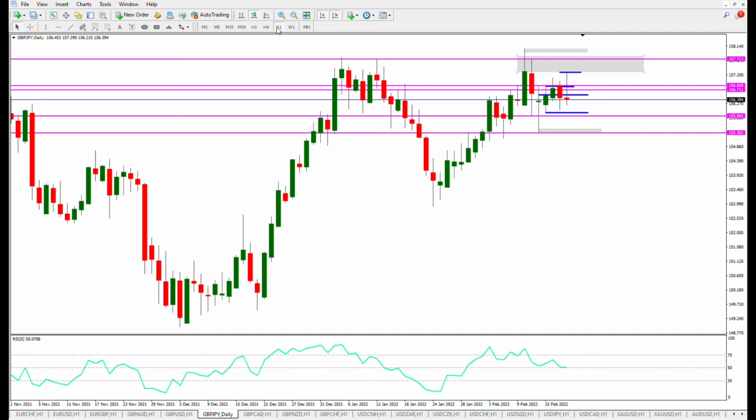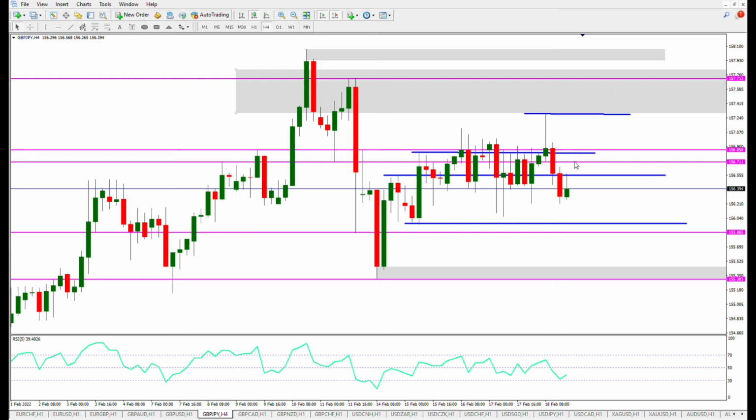I see a bearish move somewhere here, maybe towards here, but I still think there's no pullback here. There has to be a pullback or something. So I'm going to be putting pending orders, then wait and see what the market does.